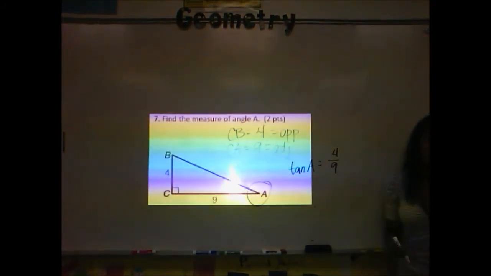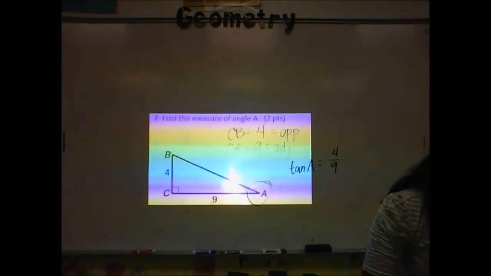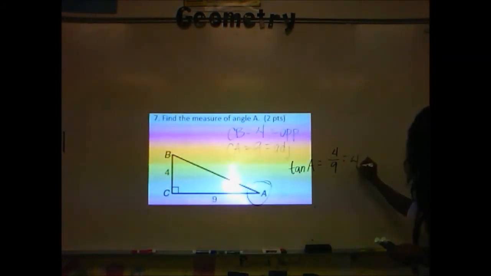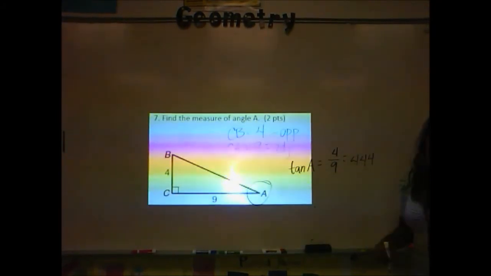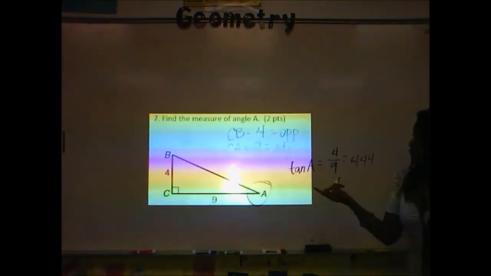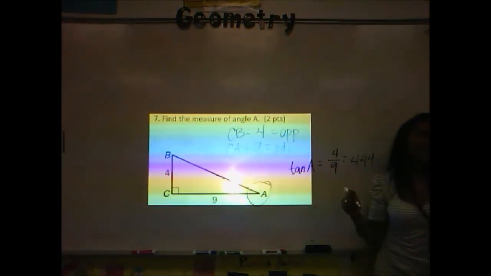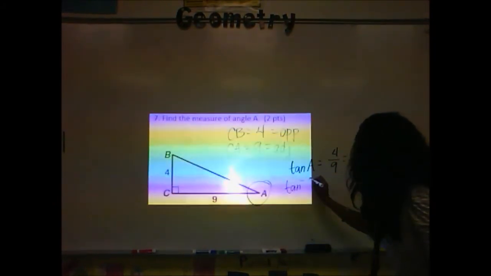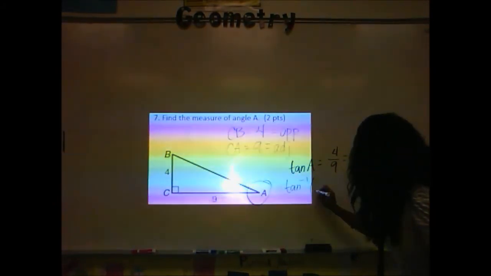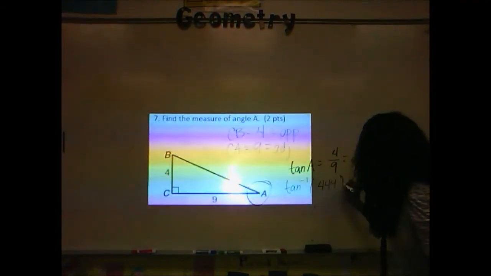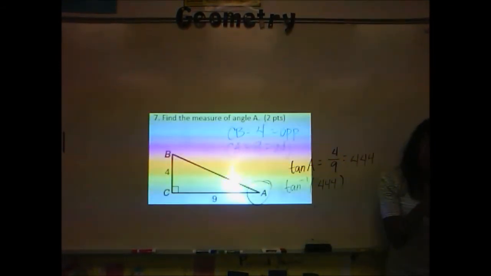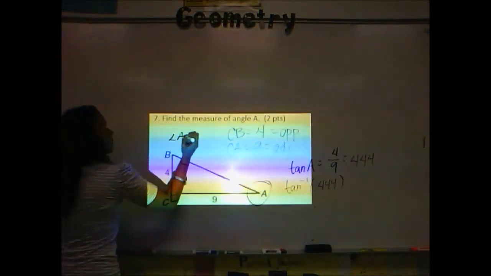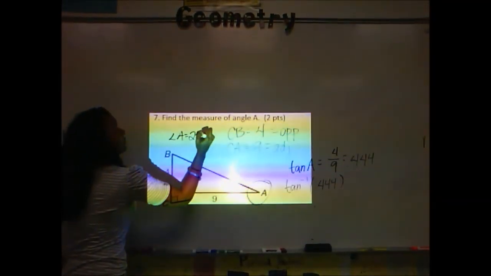Did we get a decimal for that one? 0.444, it's just 4 repeating, right? So 0.44 forever. We're looking for the angle. Remember, when you get to this point, we're not done. We still have to do the inverse. So the inverse of tan of 444 thousandths. Which angle do we get? Remember, nearest whole degree. 24. So angle A is equal to 24 degrees.